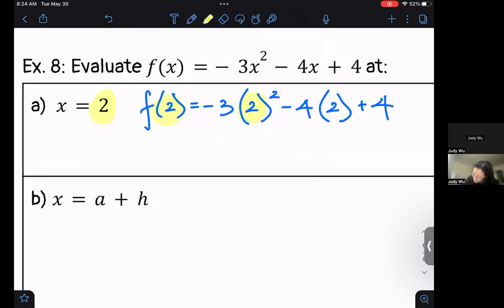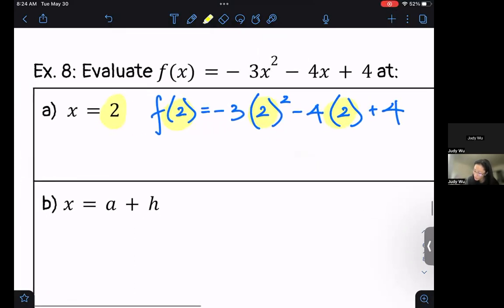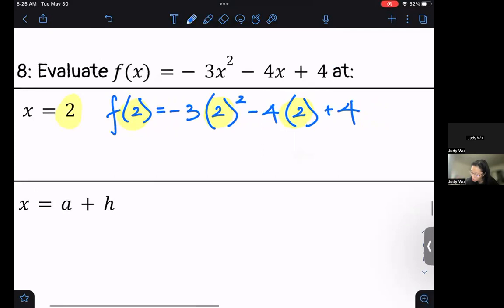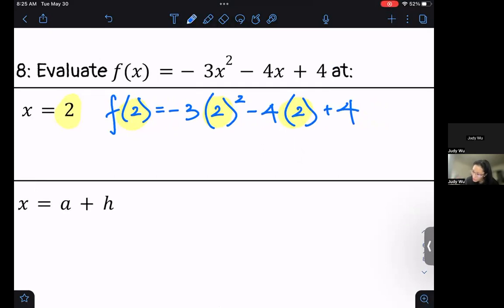everywhere I see the x. All right, so everywhere I see an x, I'm going to go ahead and plug a 2. And now the only thing we really have to be careful of is that order of operations. All right, so we got to do any exponents and parentheses first before we do multiplication. All right. So let's see what this gets us.